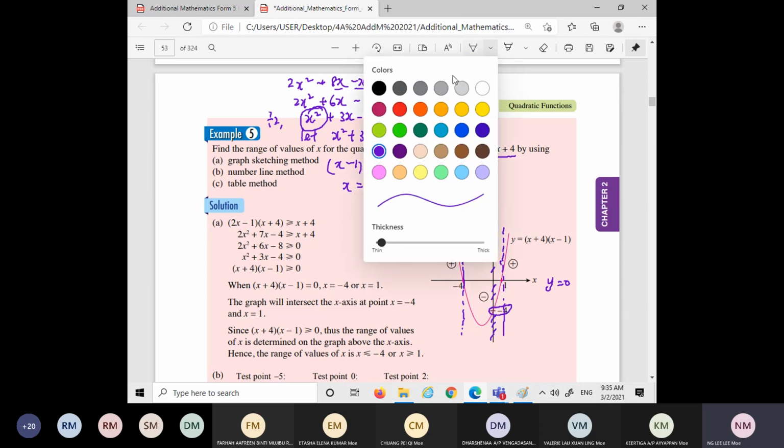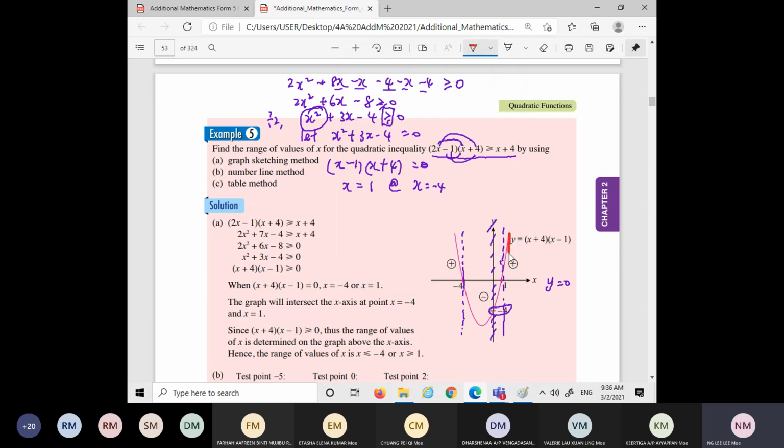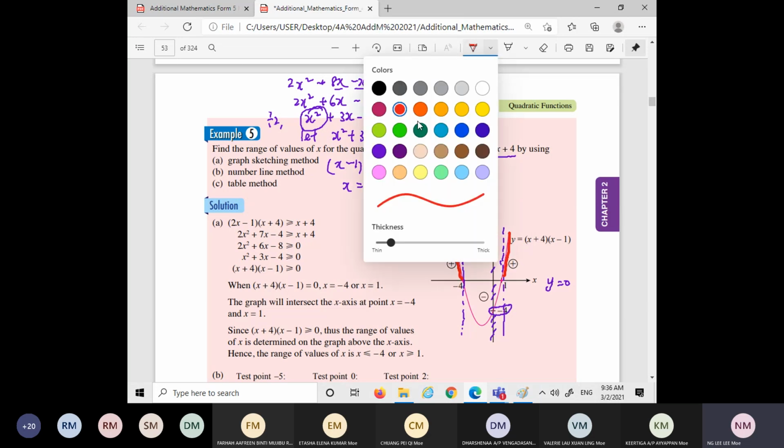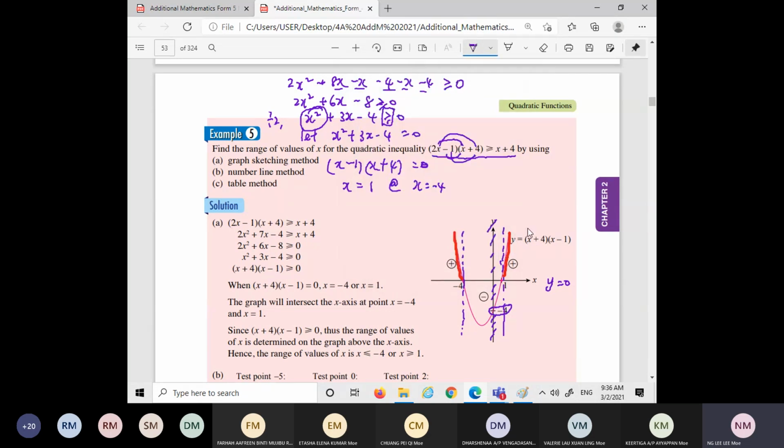I change to another color. This portion, and this portion, this is the part that I want. It's good that you do it this way. I highlight with bold red color for you to see clearly, but during the exam, you don't do this. You shade the portion that you want. You want only the portion where it is positive, where the graph is above the line. So I want this portion and this portion.